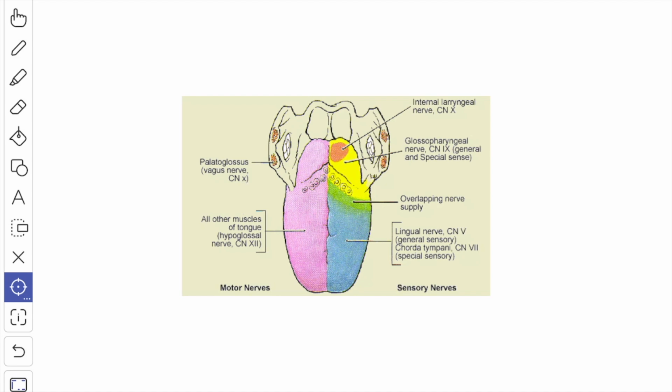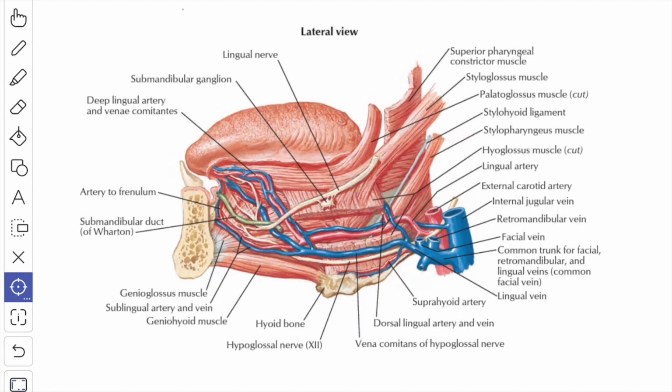Through that it reaches the trigeminal ganglion without interruption, and the cell body is located in the mesencephalic nucleus of the trigeminal nerve. Next we'll see about the arterial supply.